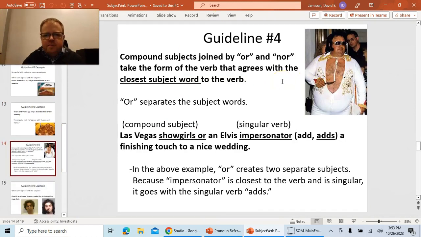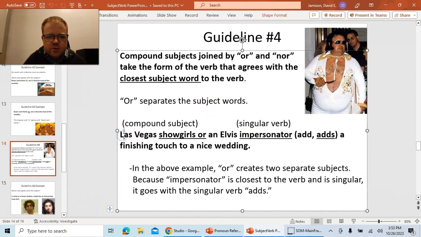Guideline number 4. Compound subjects joined by or or nor take the form of the verb that agrees with the closest subject word to the verb, or separates those subjects into separate subjects. So, you know how we said Mr. Rogers and Captain Kangaroo, together those would be plural, but if we said Mr. Rogers or Captain Kangaroo, we're separating those out and making them singular. And nor works the same way.